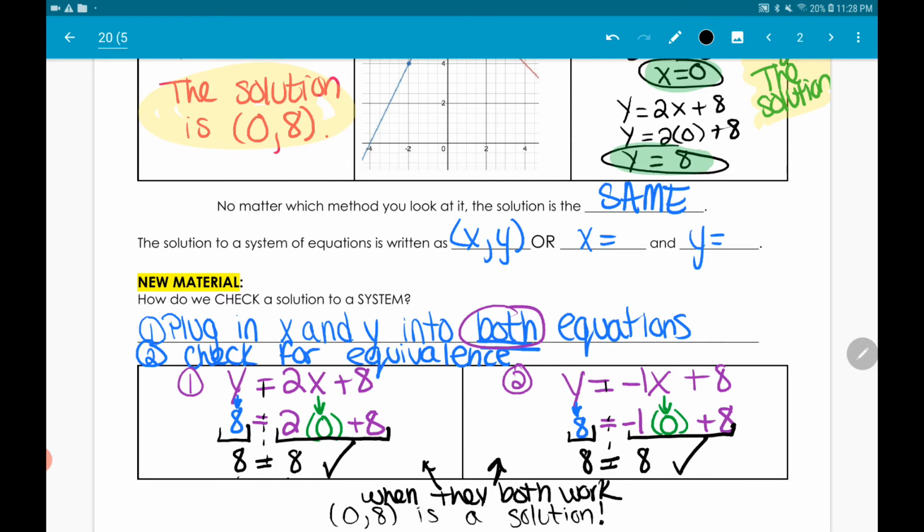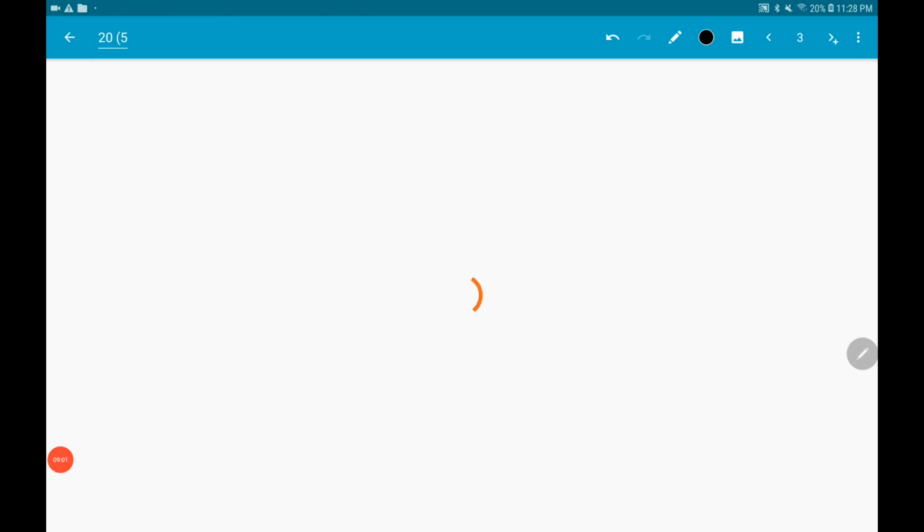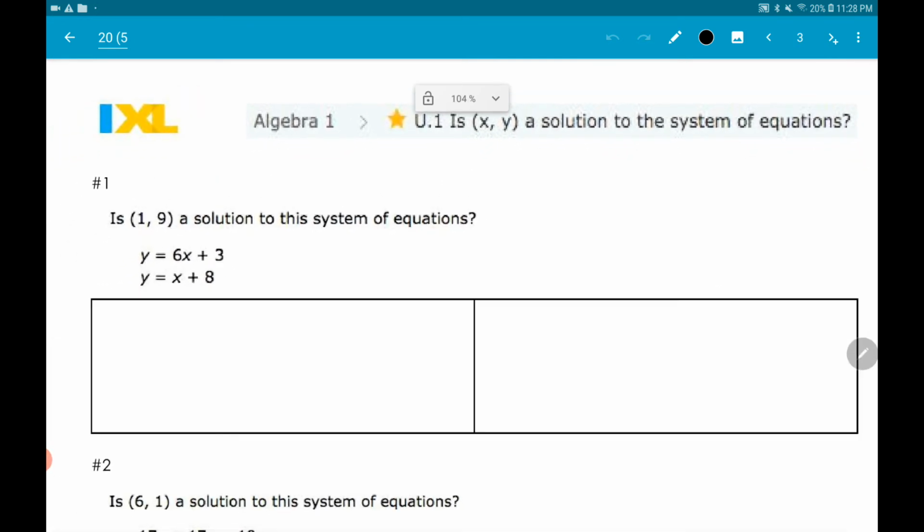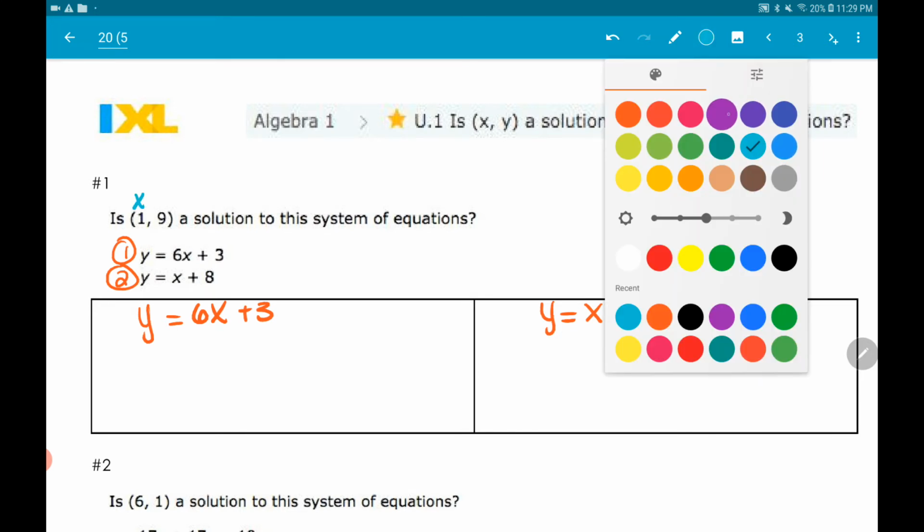All right, let's keep practicing. So what you're going to do after this video is practice IXL. What I just did was set up my paper to practice some IXL questions so you can see what it's going to look like. So here's our first question. Is (1, 9) a solution to the system of equations? Let's see. I have equation 1, 6x plus 3, and equation 2, x plus 8. I take my point, this is my x, and this is my y.